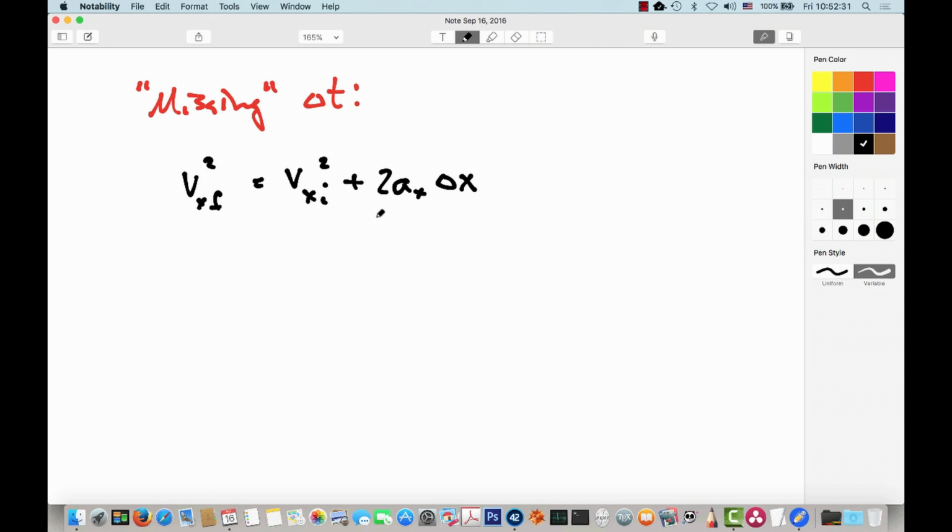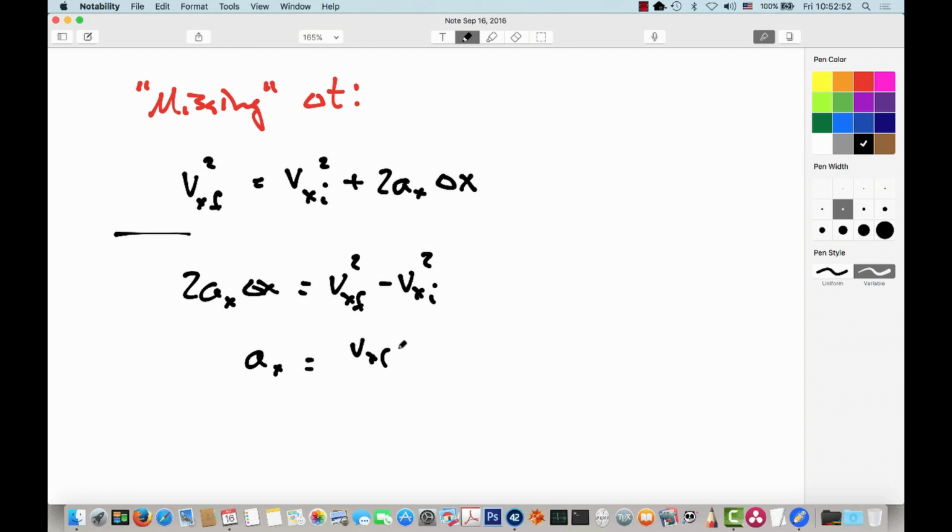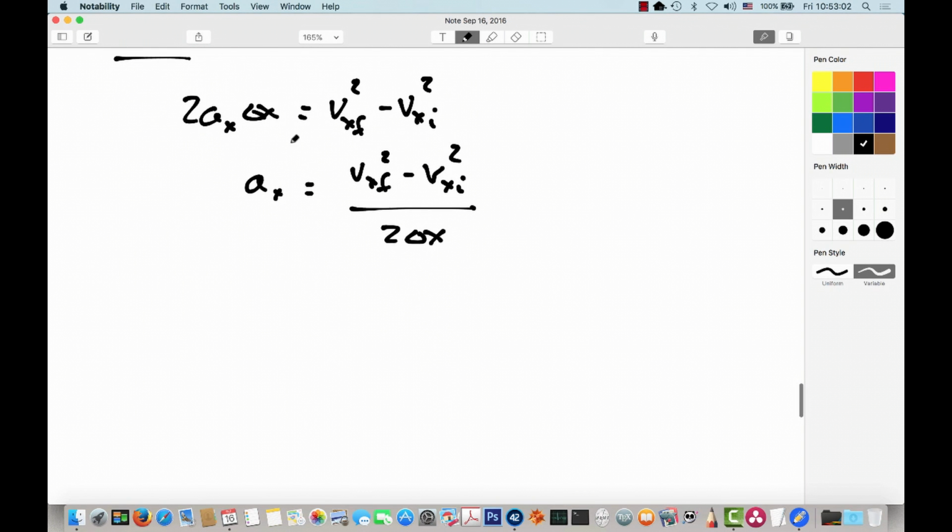We're being asked to solve for a sub x. So we're just doing math here at this point. The physics is kind of done for a moment. All right, so 2ax delta x is going to equal vx final squared minus vx initial squared. I want to get my ax, so I'm going to have to divide by 2 delta x. Ax equals vx final squared minus vx initial squared over 2 delta x. Okay, now I've got what I want on the left-hand side and everything I'm given on the right-hand side.